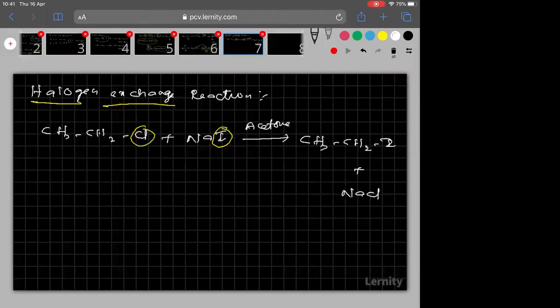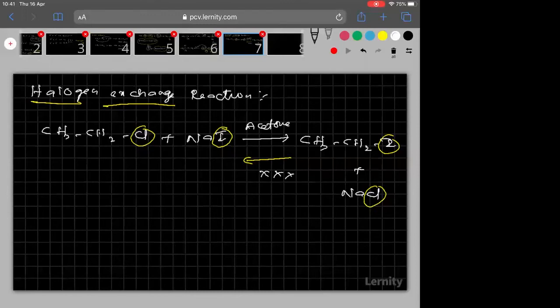Clear, everyone? Now here you may ask me a question, sir, in the products also iodine and chlorine are there, so why can't they exchange again? Why is the reaction not moving in the backward direction? That is also one important question. Remember everyone, the reaction cannot move in the backward direction here. What is the reason for that?